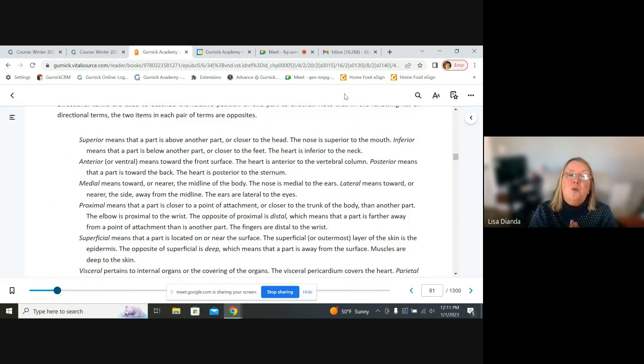Documentation work. Superior, a part is above another part, or it's closer to the head. For example, my nose is superior to my mouth, right? Inferior means the part is below or further from the head. Anterior or ventral means towards the front surface, right? The heart, for instance, is anterior to my vertebrae, right? Posterior means that part is towards the back. The heart is posterior to the sternum, right? The heart lies behind the sternum. Medial means toward or near the midline of the body.